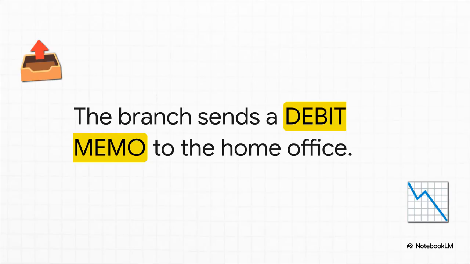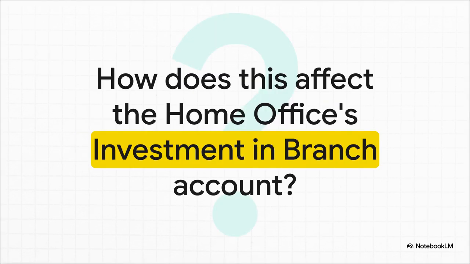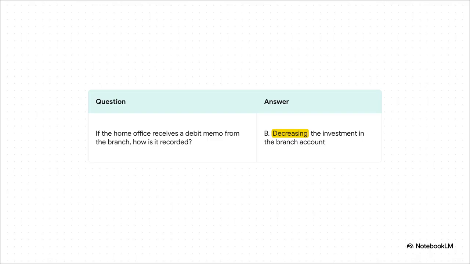Just picture it. The branch sends a debit memo to the home office. Now hold on. Before I give you the answer, I want you to think about it. Use our rule. A debit memo is coming from the branch, so what do you think that does to the home office's investment in branch account? Does it go up or does it go down? Come on, take a guess. And the answer is B. It decreases the investment account.